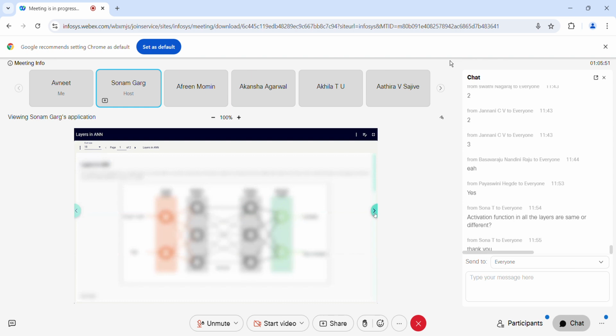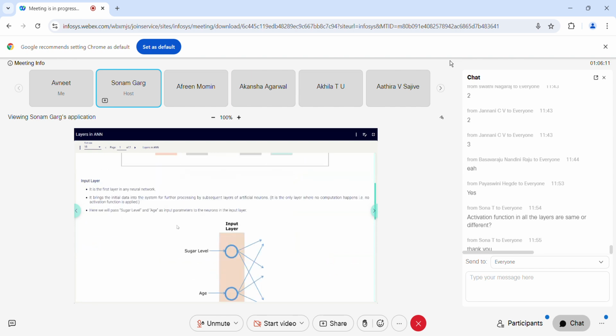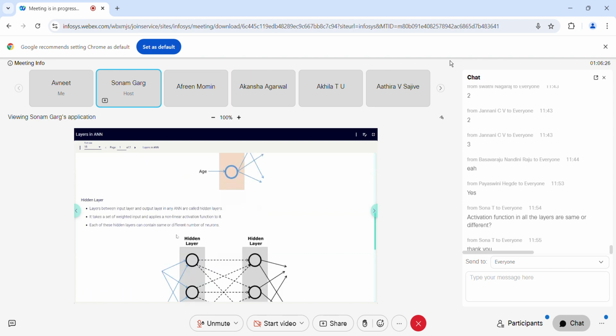Now, internally, what is happening? The data which you are giving, sugar level and age, goes through all these layers, one layer after another, and then finally the output layer tells you whether the person is diabetic or not diabetic. The input layer is just used to receive. No processing will happen in the input layer. It will take these inputs, sugar level and age, and pass them on to the hidden layers, layer number one, maybe you can say.